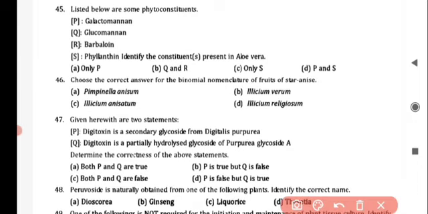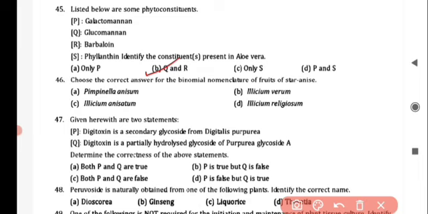Next question is listed below are some phytoconstituents. P is galactomannan, Q is glucomannan, R is barbaloin, and S is phyllanthin. Now identify the constituents present in aloe vera. And the correct answer is option B, that is Q and R.